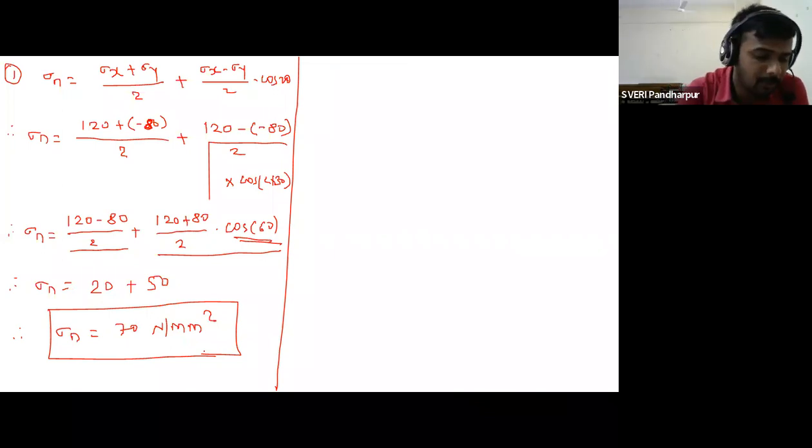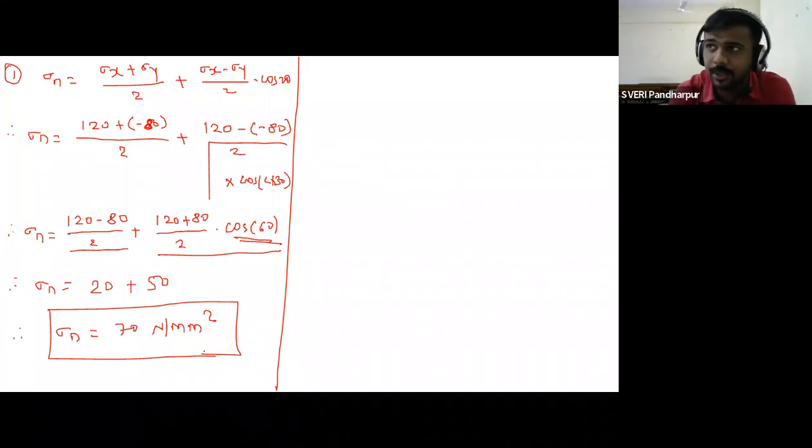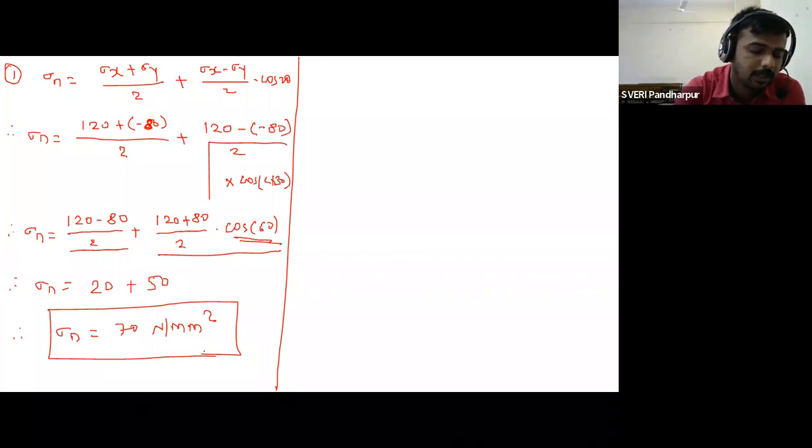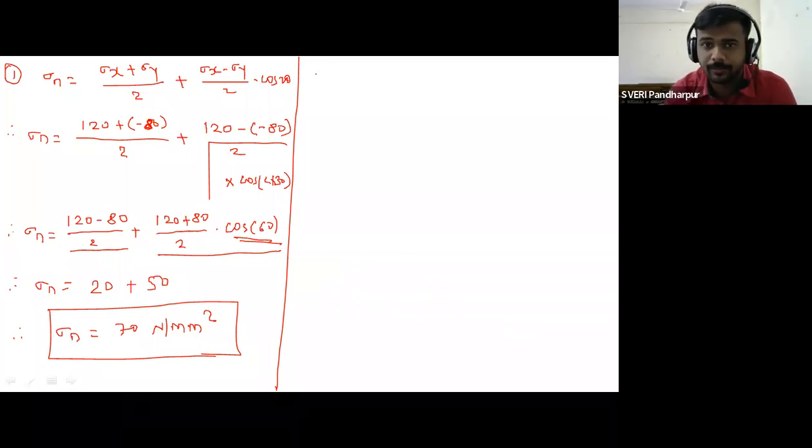So sigma n is calculated. What is your answer in the chat box? Have you got 70 Newton per mm square? Do the calculations. Take the effect of the negative sign. Sigma y is negative, so that negative sign also we have to take in the calculation. If you have calculated sigma n, then go for the sigma t calculation.